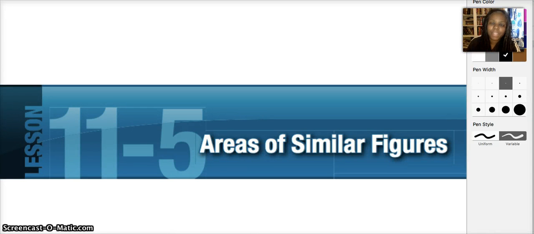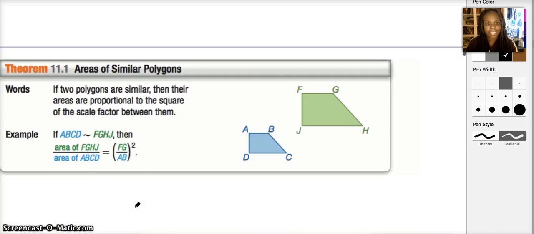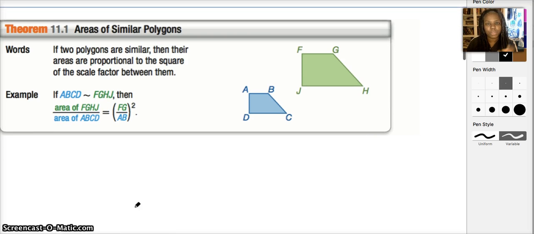And believe it or not, here we are at 11.5, and it's the end of the chapter. This is probably one of the shortest chapters in our text. So we're going to be talking about areas of similar figures, and no real vocabulary, but we do have a concept that we need to really make sure we understand.